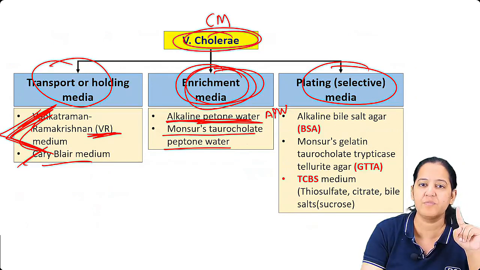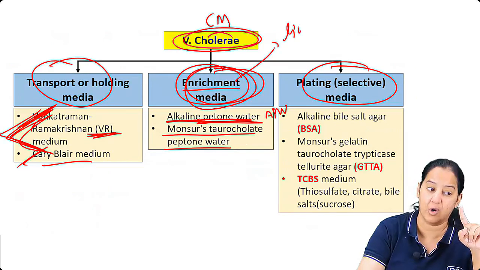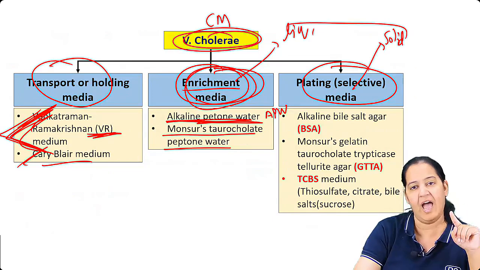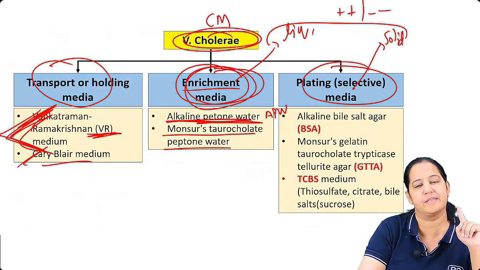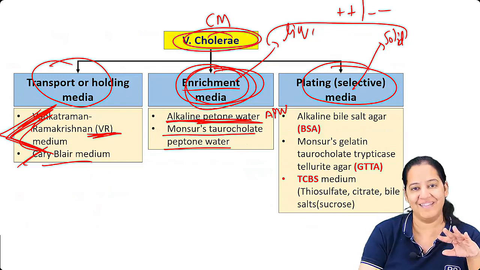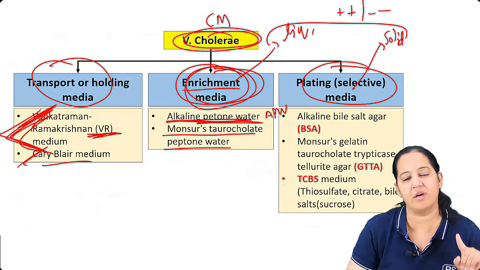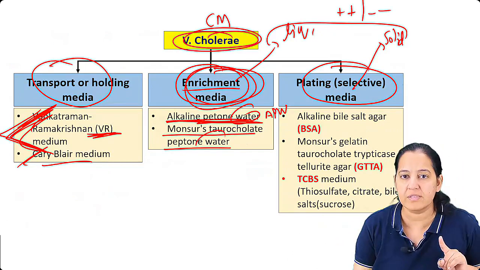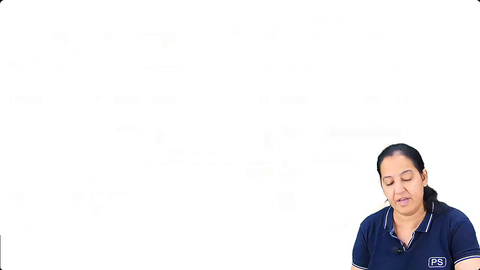You know what is enrichment media? It's always liquid. Yaad karo. And selective is always solid. Both of them have stimulatory or inhibitory substances, but one is liquid, one is solid. Okay? So alkaline peptone water and taurocholate peptone water. See the suffix. This is water.